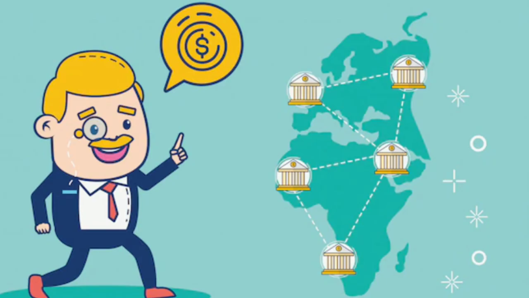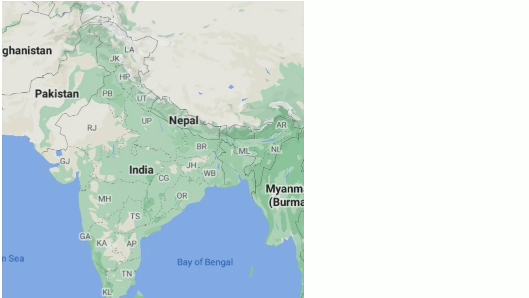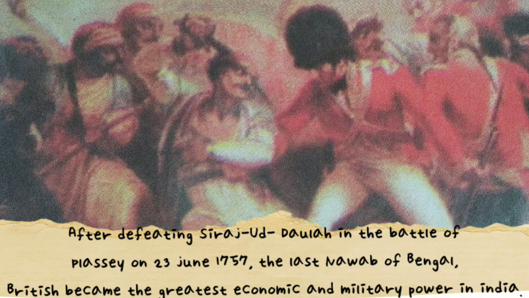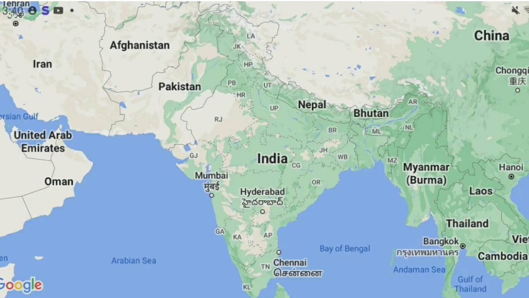Initially, the East India Company came to India merely as traders, but with the passage of time, the greed for power and possessions forced them to conquer the whole of India. And they started intruding into the administrative domain of the country. After defeating Siraj-ud-Dawla in the Battle of Plassey in 1757, the Company's rule was established in the most densely populated area of India. So the Company had established its centers in Madras and Surat. After that, Calcutta, Madras and Bombay became the chief settlements of the company.